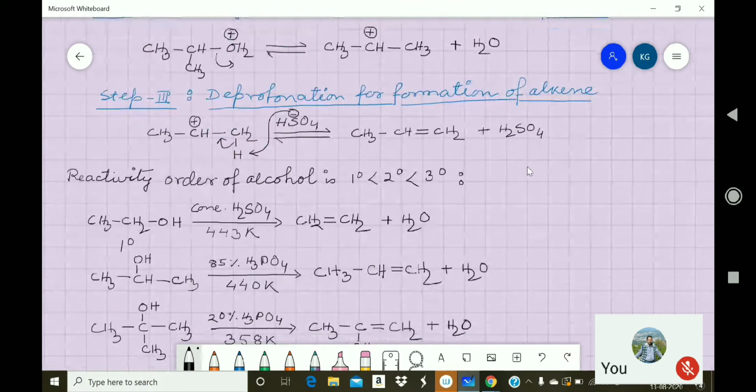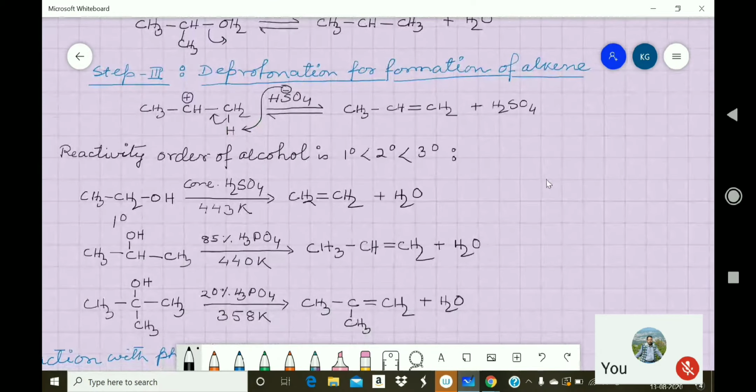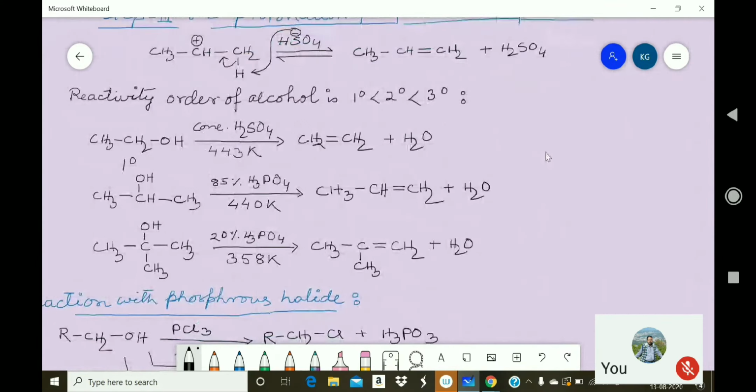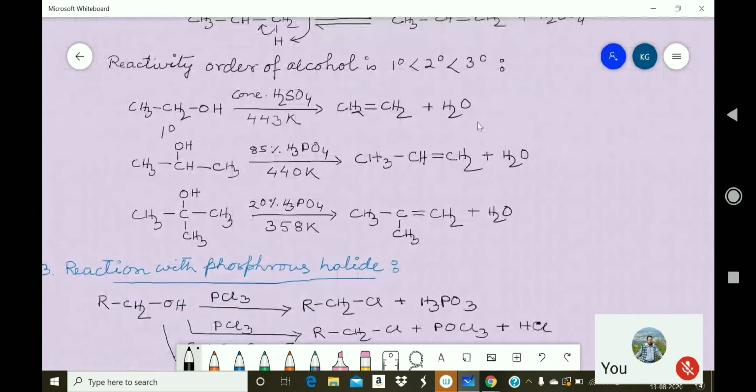And the reactivity order in this reaction also increases from 1 degree towards the 3 degree alcohol. We can follow this from the reagent used for this dehydration reaction. We can see that for 1 degree alcohol, concentrated sulfuric acid with a higher temperature, 170 degrees Celsius, is required. If we use 2 degree alcohol, for that we can use 85% phosphoric acid, which is mild, I mean less concentrated than, or less reactive than, the concentrated sulfuric acid. So using phosphoric acid we can get the elimination product.